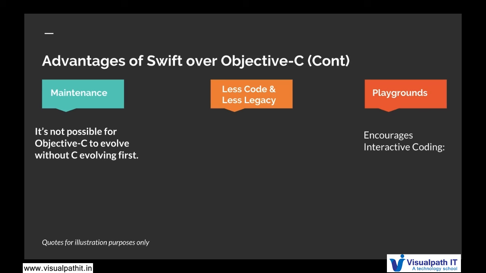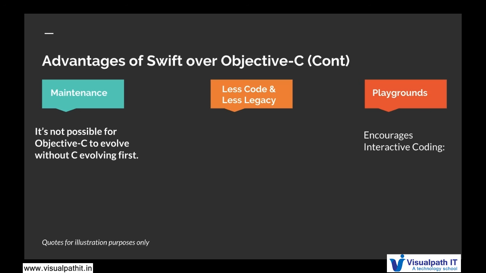The next point is less code and less legacy. You already saw how Swift reduces the lines of code. Whenever there is less code, the readability increases, and the maintenance is also very easy. And the last one is playground, which you are going to see immediately after this video.